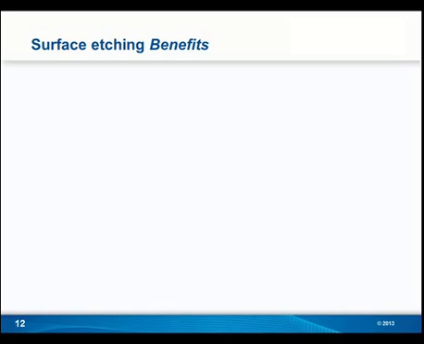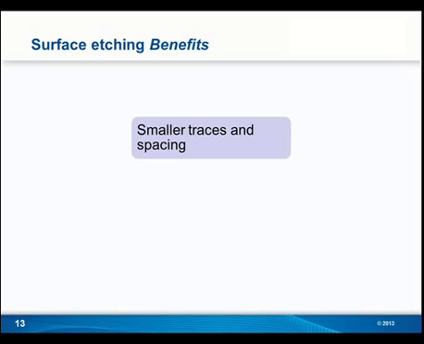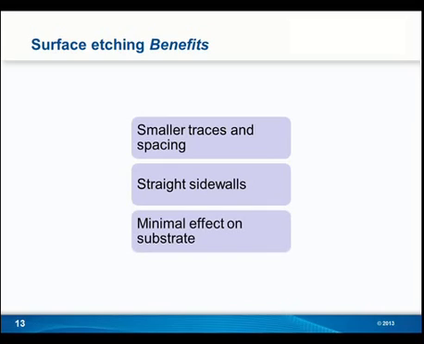There are a few main benefits of surface etching when it comes to UV lasers. First of all is smaller traces and spacing. Basically, you'll be working with a 15 to 20 micron beam, and this is going to help you create fine features. Next are straight sidewalls. This is very good for RF applications. Because of the vertical beam of the laser, you will have straight sidewalls. And finally, there's minimal effect on the substrate. This is partially due to the low stress factors, but Rory's going to get into that a little bit more.